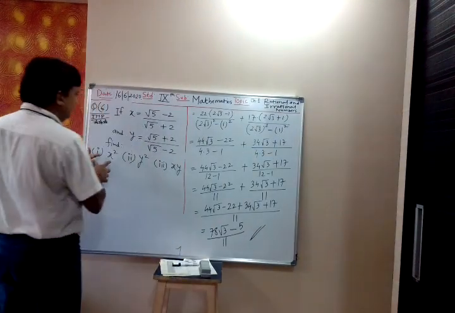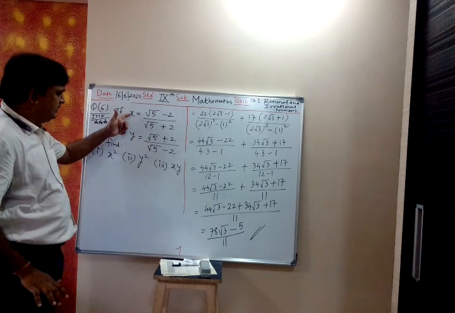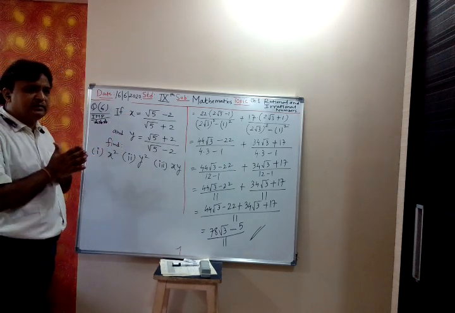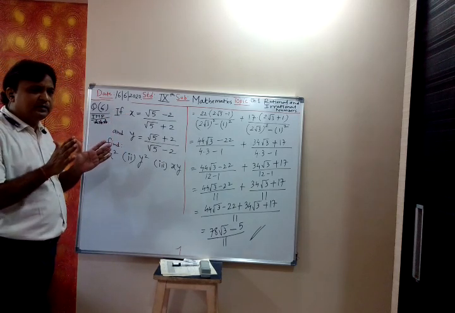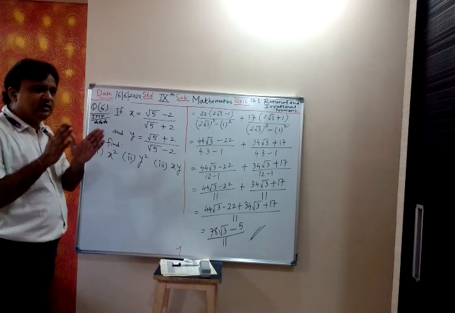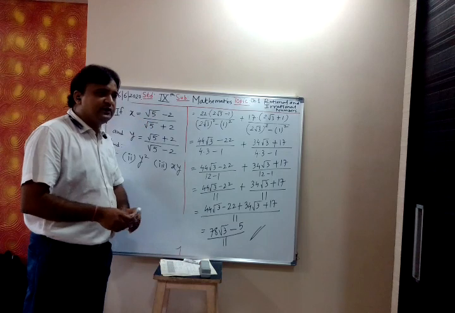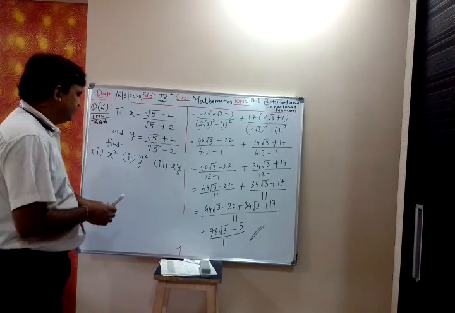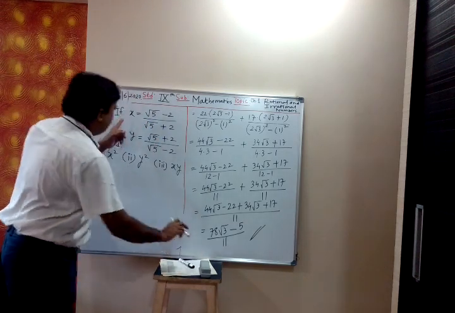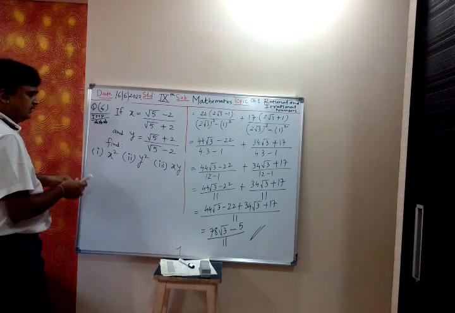In all this type of problem, remember, you have to rationalize the denominator. You have to rationalize the denominator first and then simplify. In all this type of problem, don't directly start with x square.